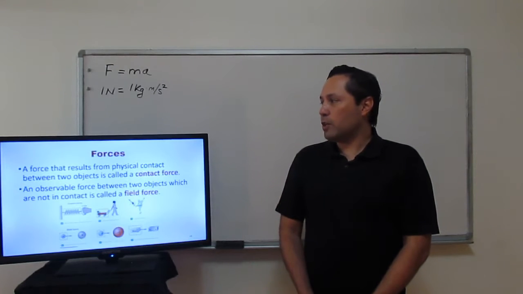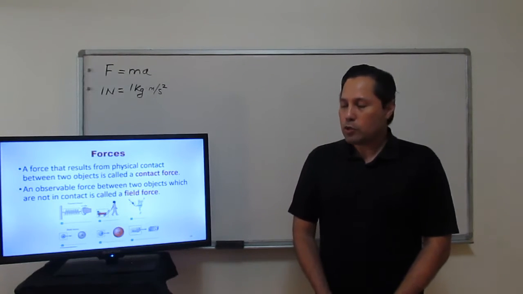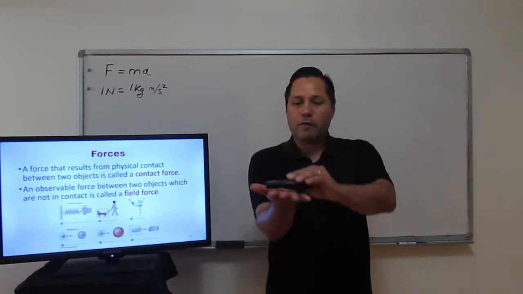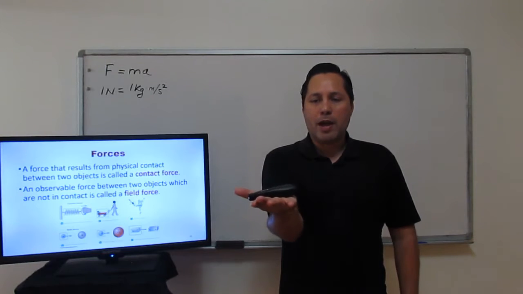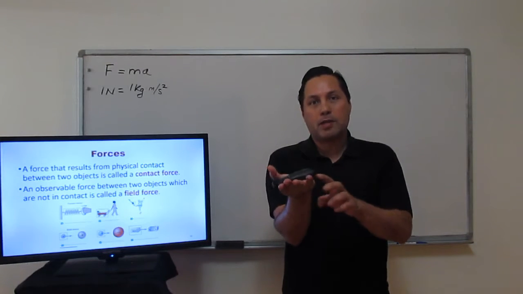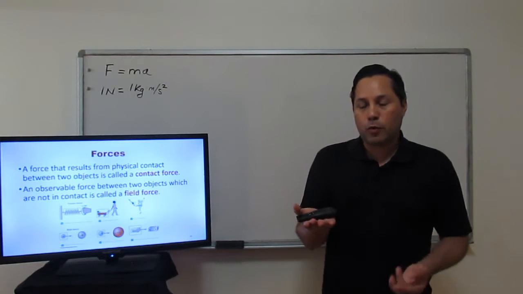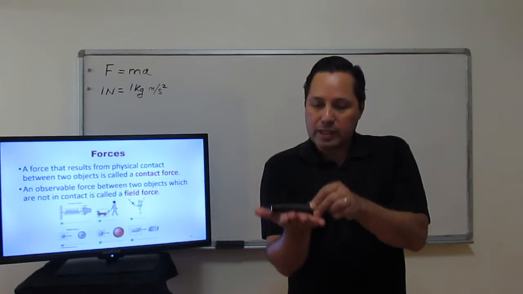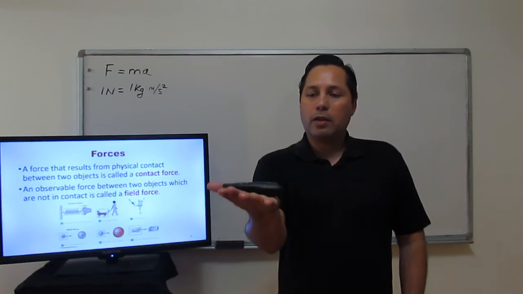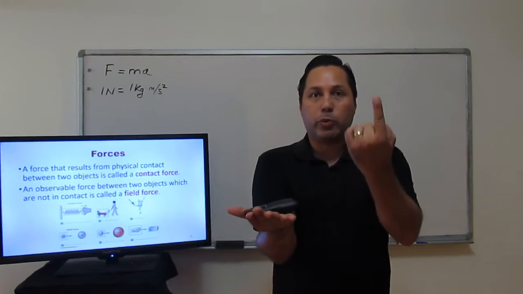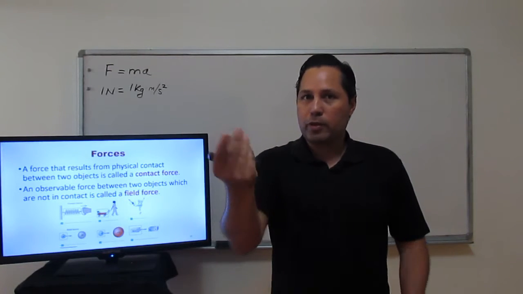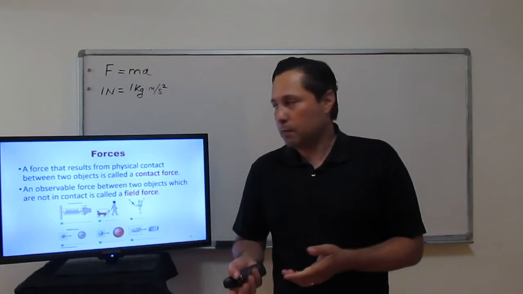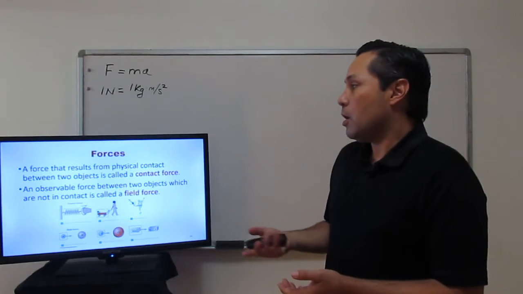A force that results from the physical contact between two objects is called the contact force. For example, if I have this little remote on top of my hand, it is making contact with my hand. That would be an example of a contact force. And gravity is pulling down on the little remote, as well as my hand pushing up on the remote. Since they're equal, there is no movement because they're balanced out. So the net force is 0.